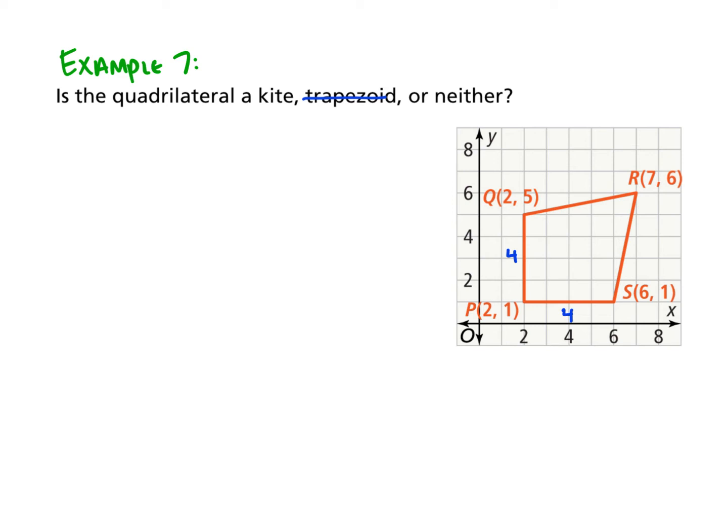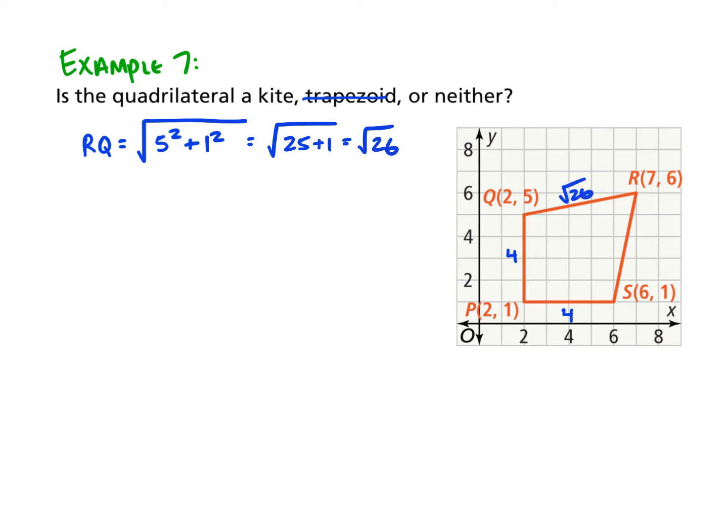So now let's see if RQ and RS are congruent. So RQ, let's find that length. From R to Q the difference in the x coordinates is 5 because this is 2 and this is 7. So I'll have a 5 squared there. The difference in the y's is 1 because this y coordinate is 5 and this y coordinate is 6. So I'll have a 1 squared there. So that's going to be the square root of 25 plus 1, which is square root 26. And I'll go ahead and add that to my picture that the length of RQ is square root 26.